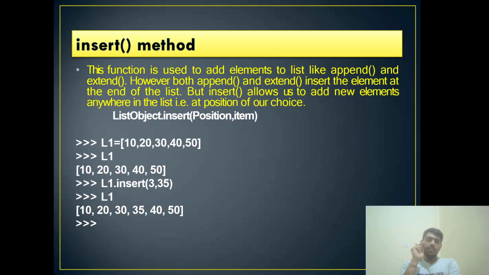Insert method: you can see here in append and extend, the elements we add go to the end, not anywhere else in the list. But by using the insert method, you can insert an element at any position. So for this, list object insert position, you can see here 30, 40, 50 L1, then in the third position 35. Okay, clear?